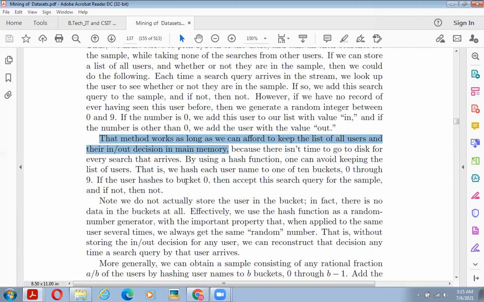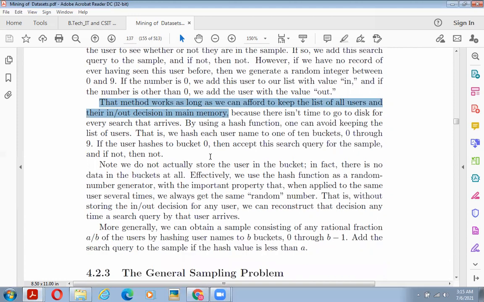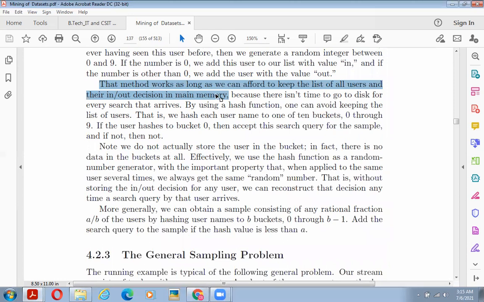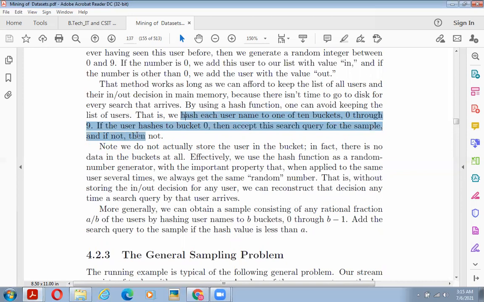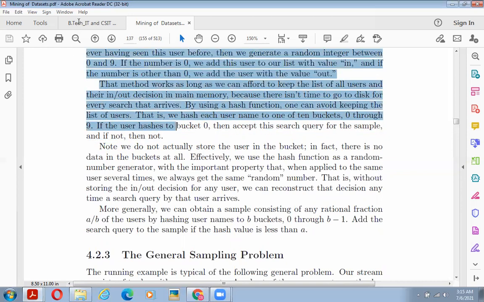Because there is no time to go through this for every search that arrives. By using a hash function, one can avoid keeping the list of users. That is, we hash each user name to 10 buckets, 0 through 9. So if the user hashes to 0, then accept the search query for the sample, and if not, then not.